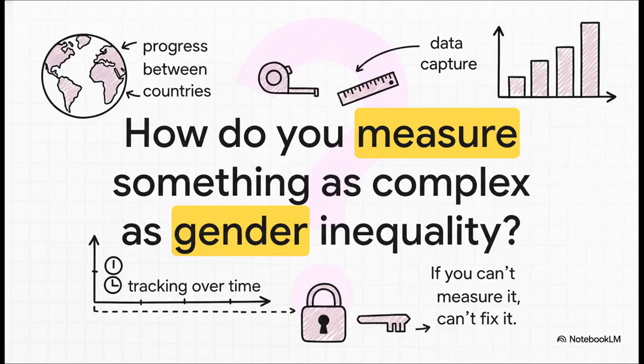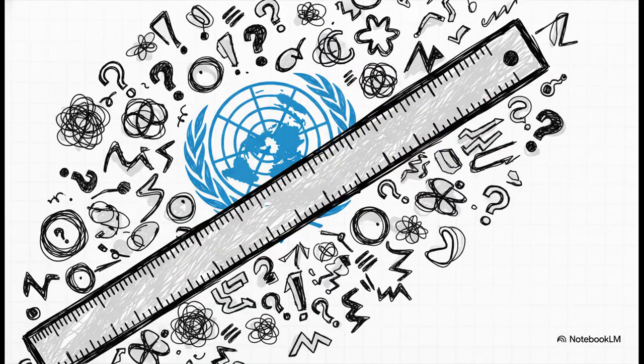Okay, so let's get into it. Well, to tackle that exact problem, the United Nations came up with this really powerful tool. It's called the Gender Inequality Index, or GII for short, and it's designed to slice right through all the noise and give us a single, standard number we can all work with.